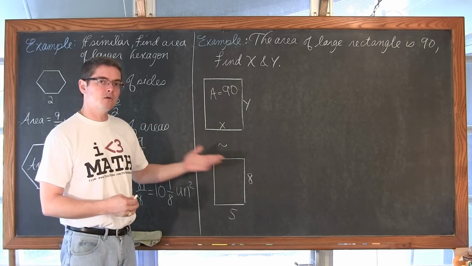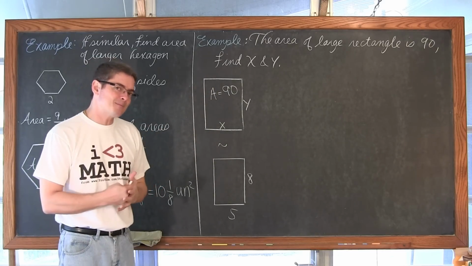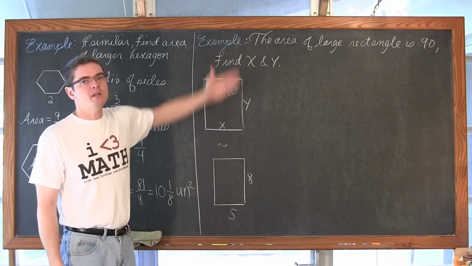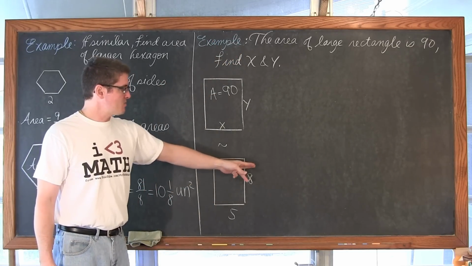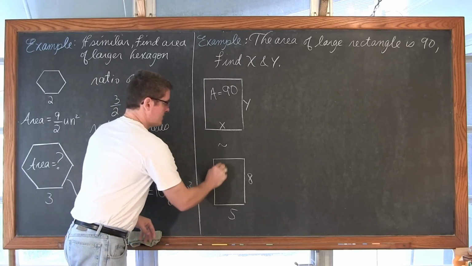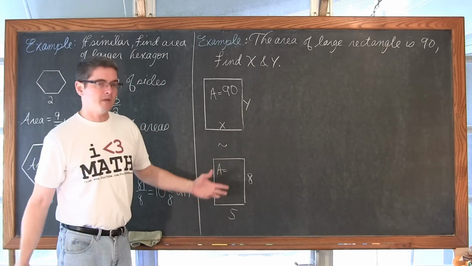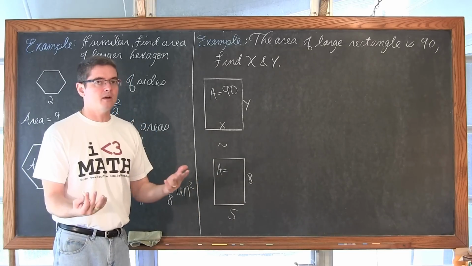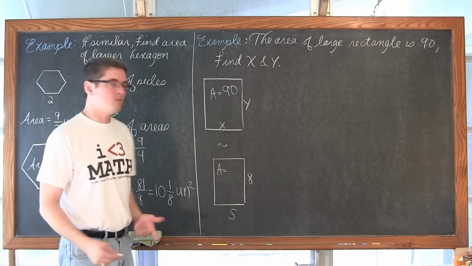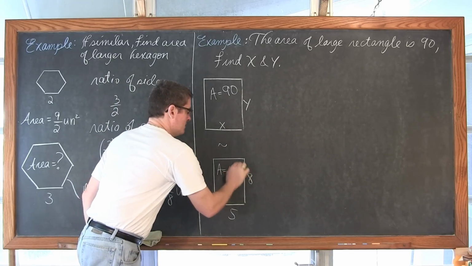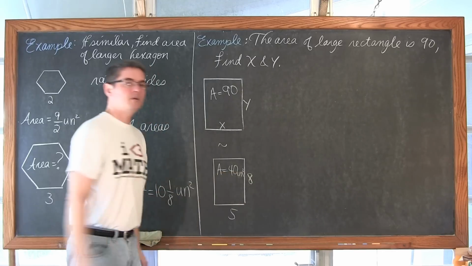up with anything. So I kind of seem like I'm a little bit stuck, except I did say this was a rectangle, and we know how to find the area of a rectangle. The area of a rectangle is length times width. So the area of this smaller rectangle is not given, but because I know the length and width, I can find my own area. 8 times 5 is going to be equal to 40. So this area is 40 square units.